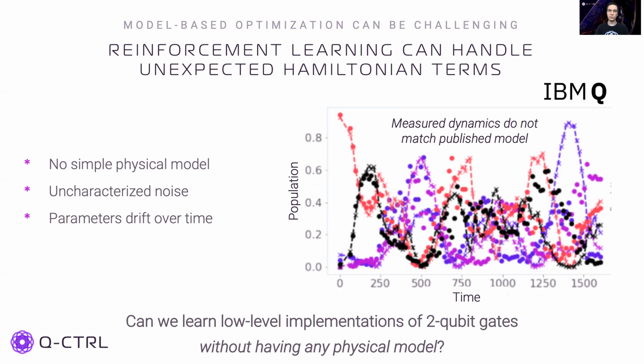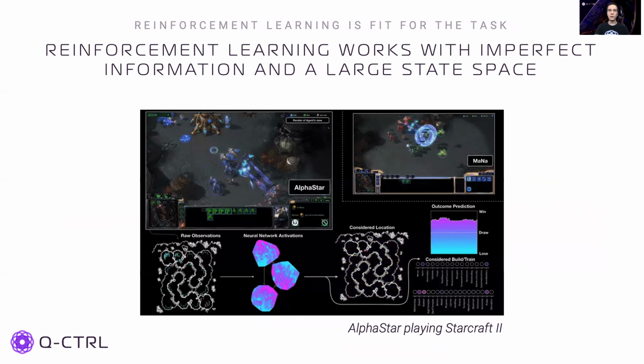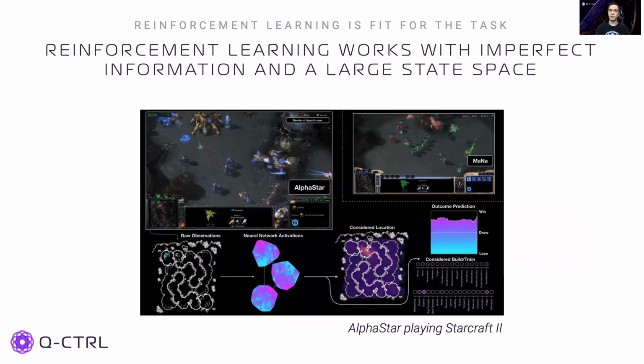The question that we want to address is the following. Can we learn good implementations of a 2-qubit gate without having any physical model? One way to do this is to use reinforcement learning.